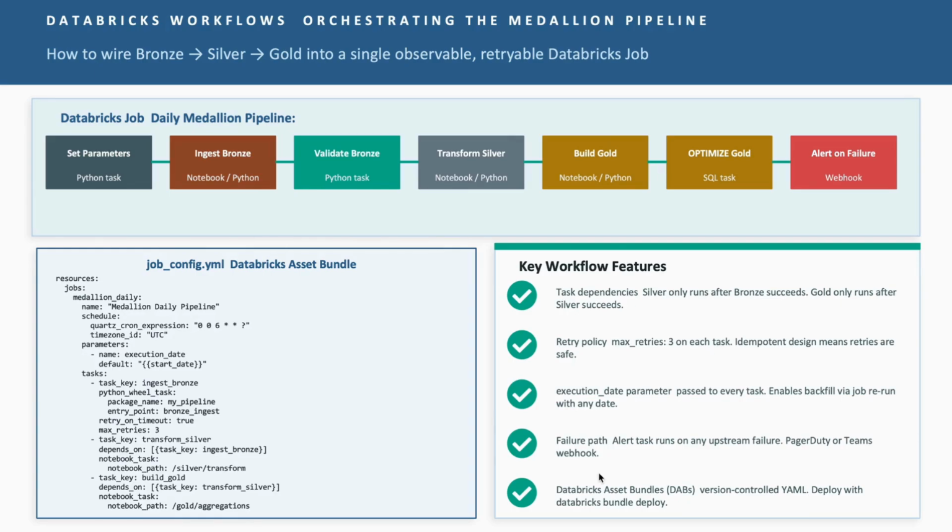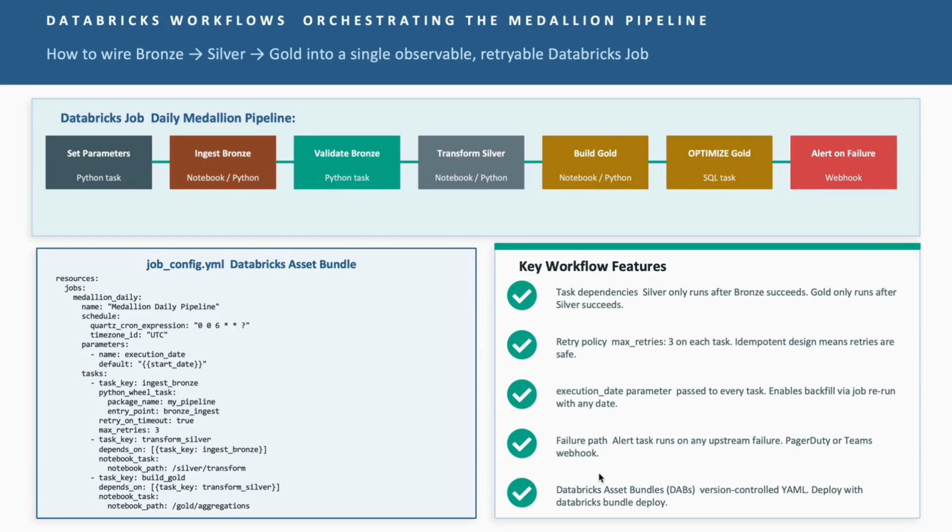The retry policy: max retries is 3 on each task. A transient network error does not require manual intervention. Execution date parameter is passed to every task to backfill January 5th through January 10th. You run the job 6 times with different execution date values, no code changes, same pipeline. Failure alerting: the last task in the pipeline is a webhook call. Your team gets a Teams or PagerDuty notification with the pipeline name, execution date, and a direct link to the failed run in Databricks.